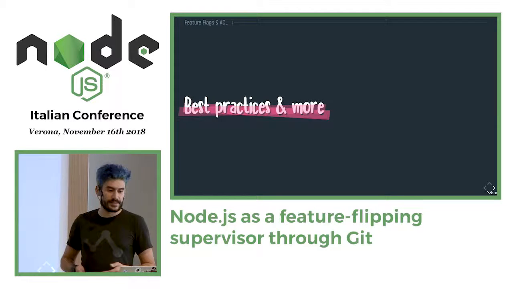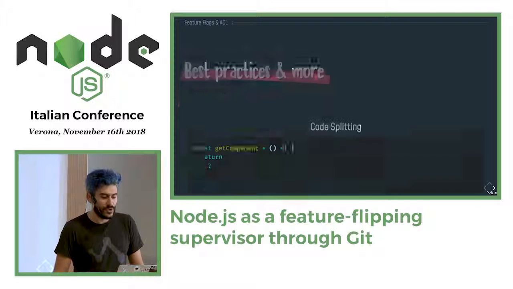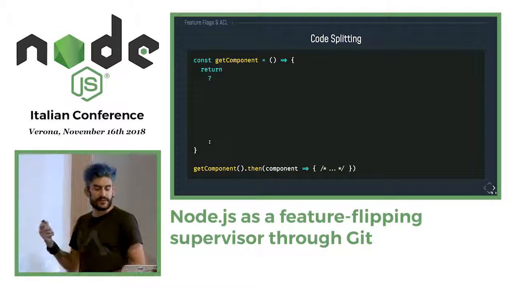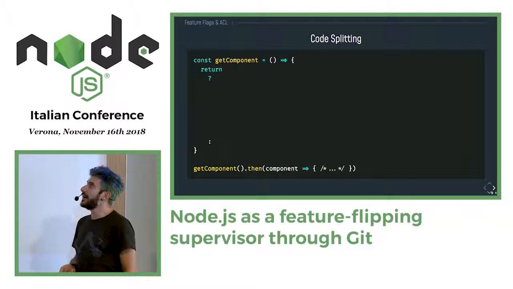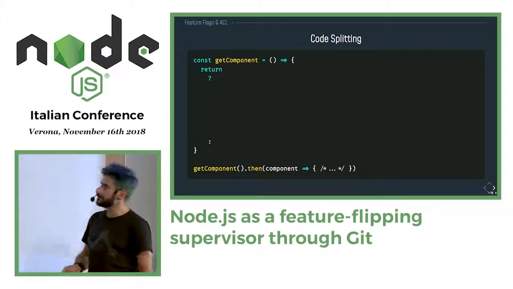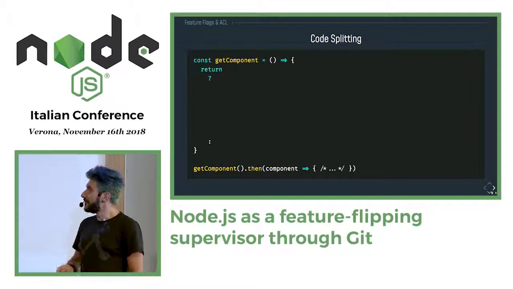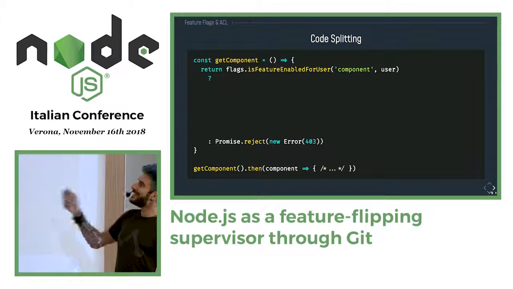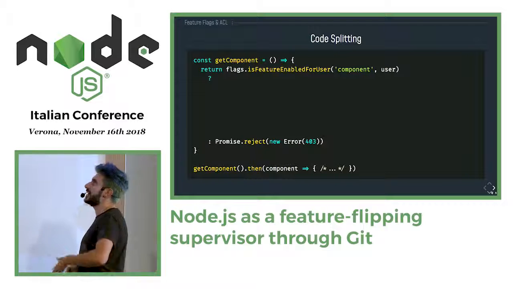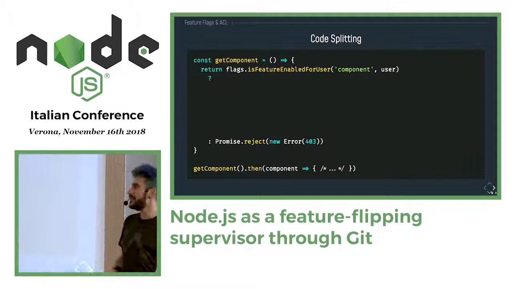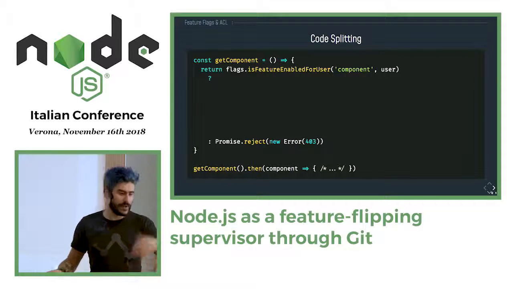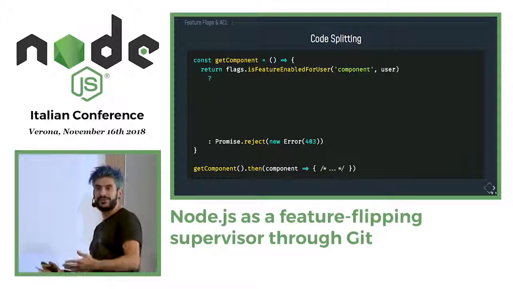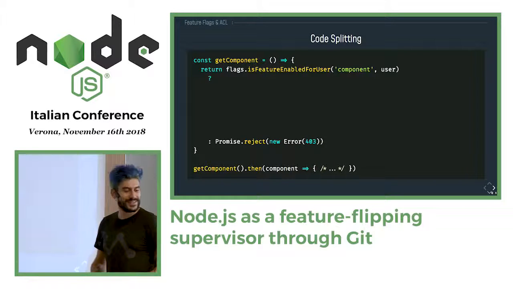About some best practices and more. One good thing I like to do when I'm doing front-end development and feature flipping is some smart code splitting. For instance, if I need to get some component, I first test my flag in my client: is this component allowed for the user or not? If not, I reject the promise with a 403 error, because I like to use HTTP status codes directly in my client for errors.